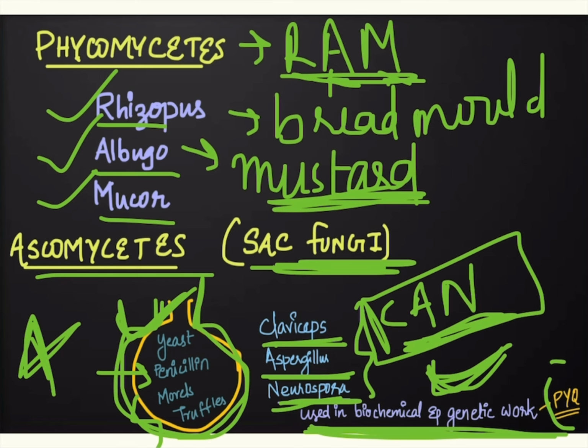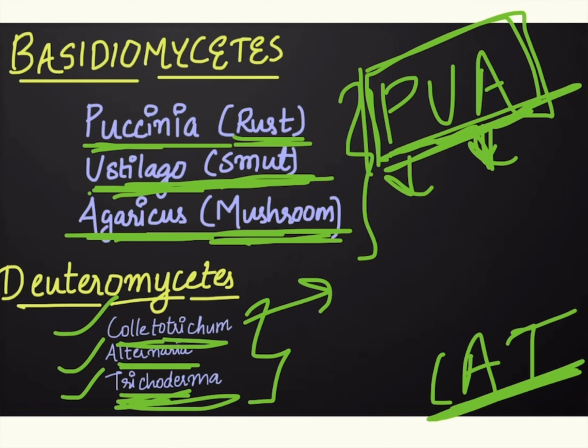And then another trick for the Ascomycetes is CAN. CAN means Claviceps, Aspergillus and Neurospora. Neurospora is used in biochemical and genetic work. Okay, and then comes Basidiomycetes. For Basidiomycetes, the trick is PUA. That means Puccinia rust, Ustilago smut, Agaricus mushroom.